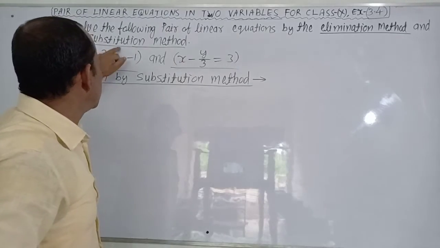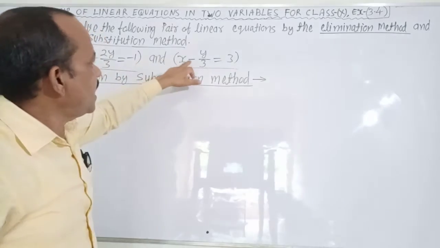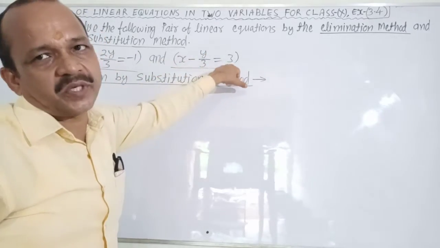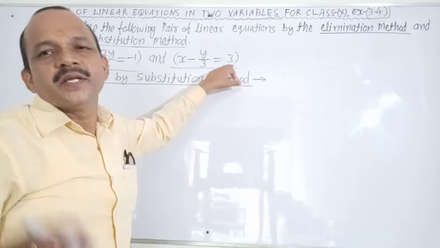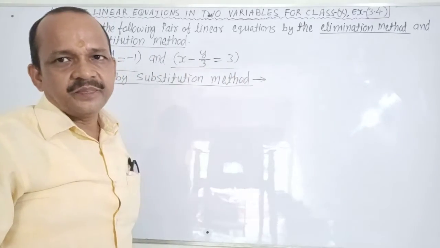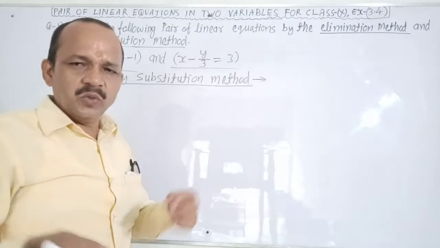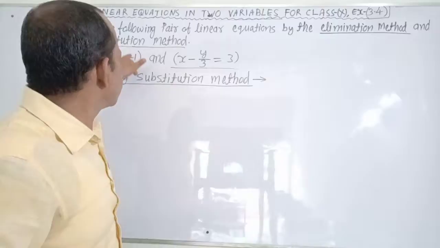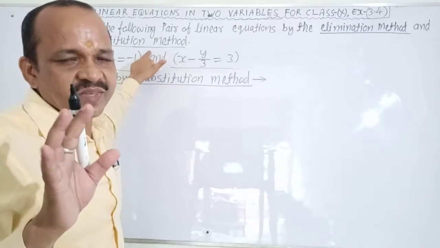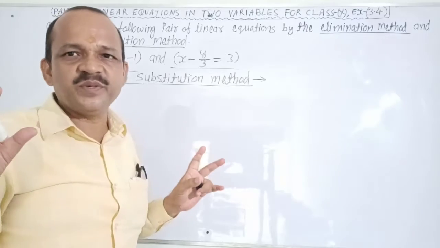x by 2 plus 2y by 3 equal to minus 1. It is the first equation. And x minus y by 3 equal to 3. It is the second equation. You solve equation first and equation second and find the value of x and the value of y by the substitution method. Substitution method is very easy.